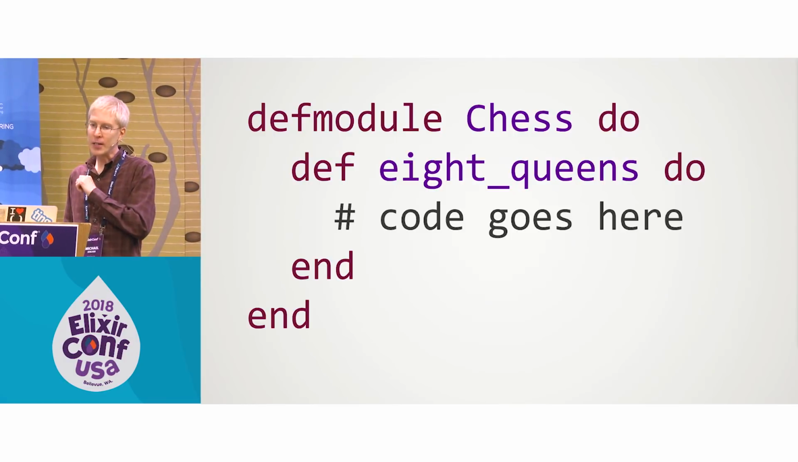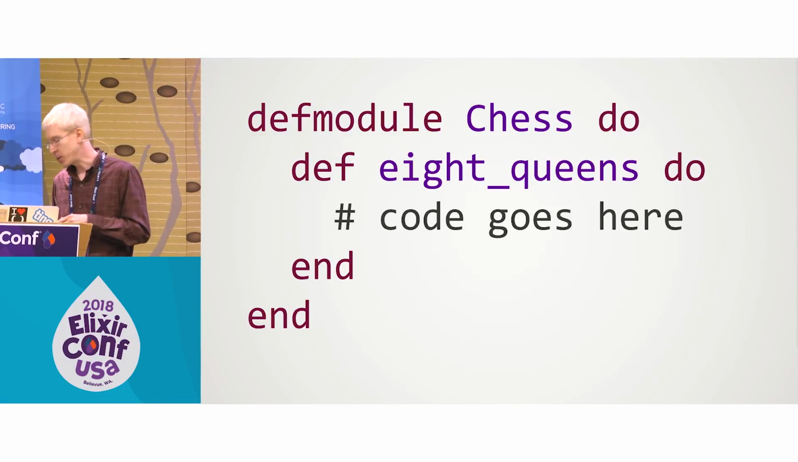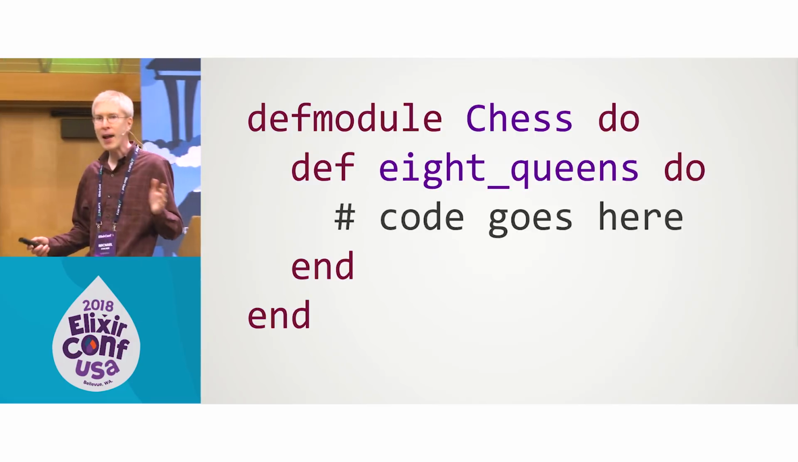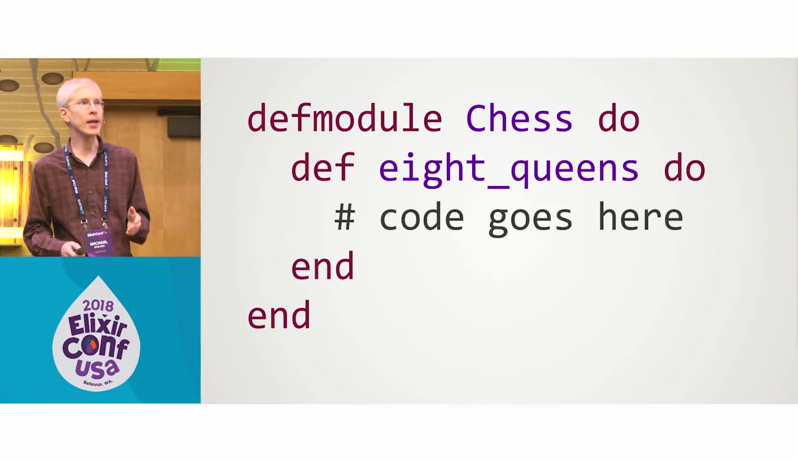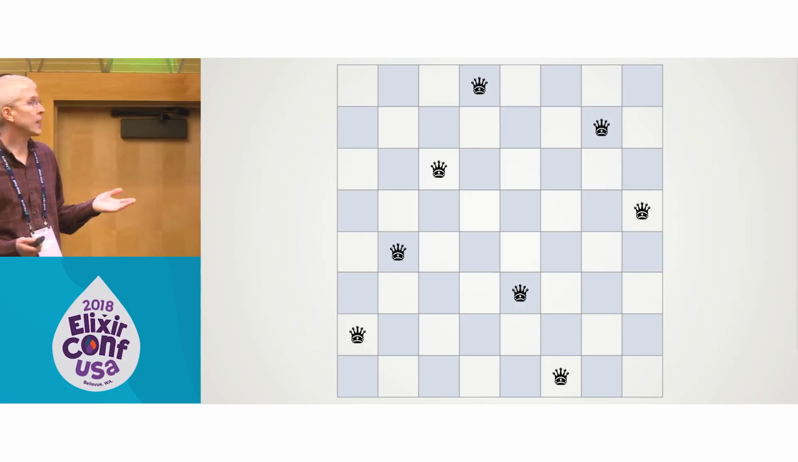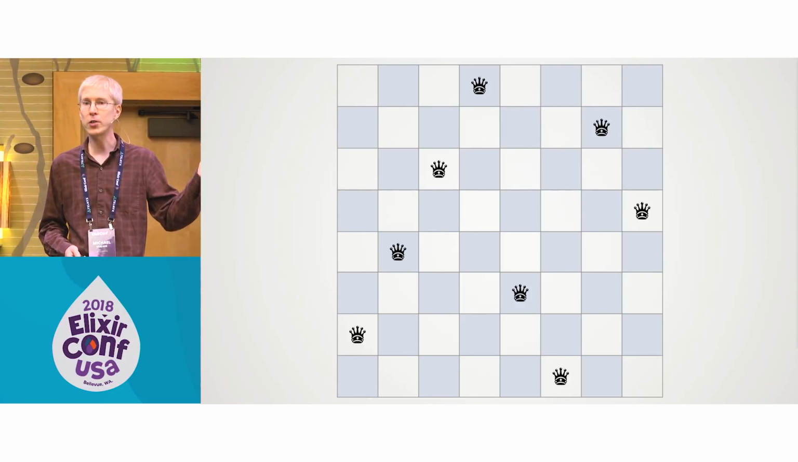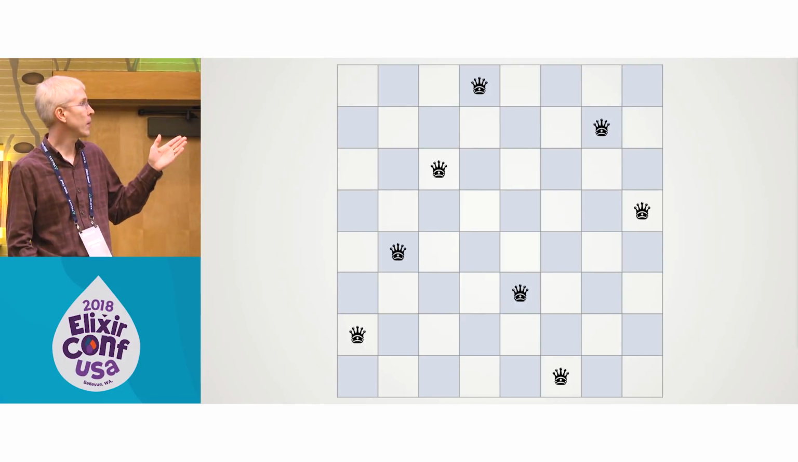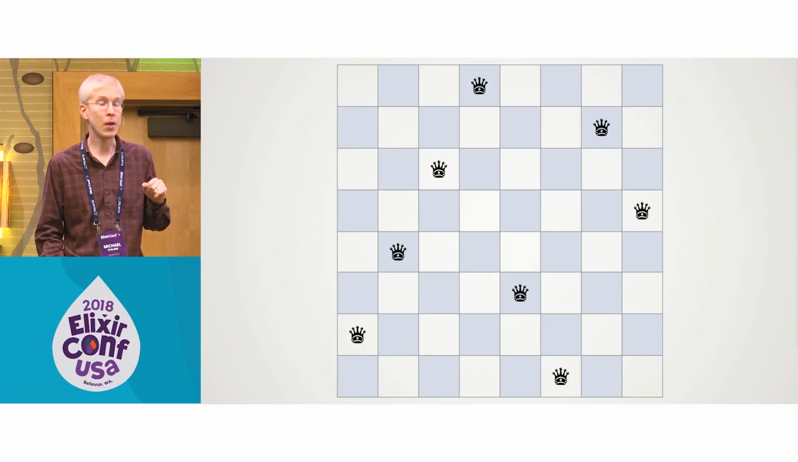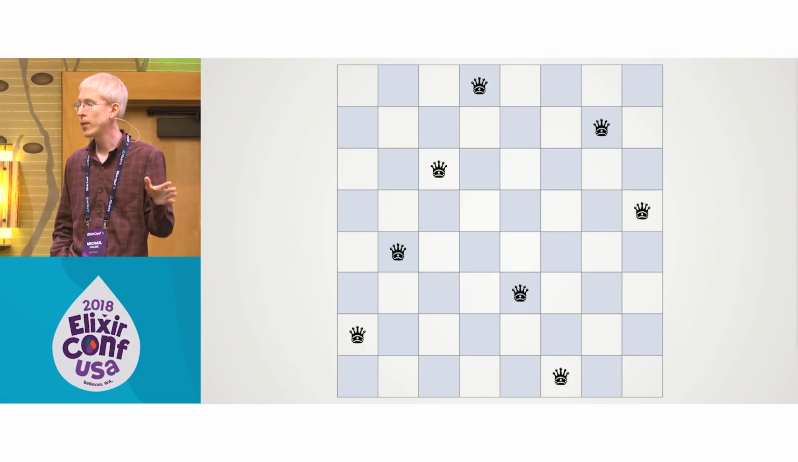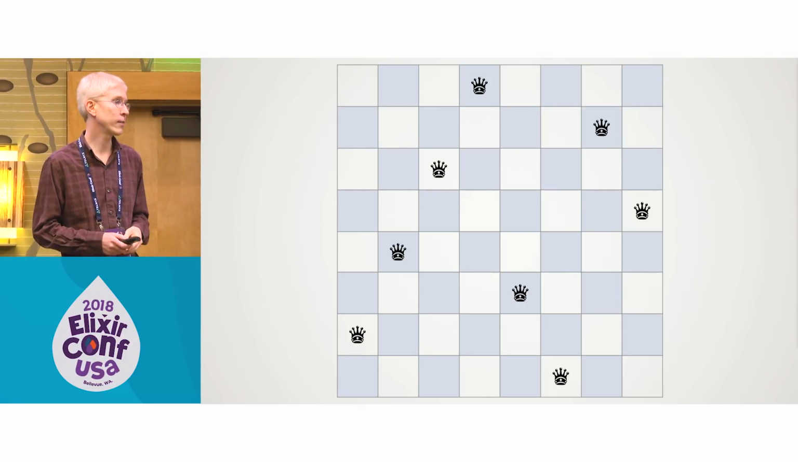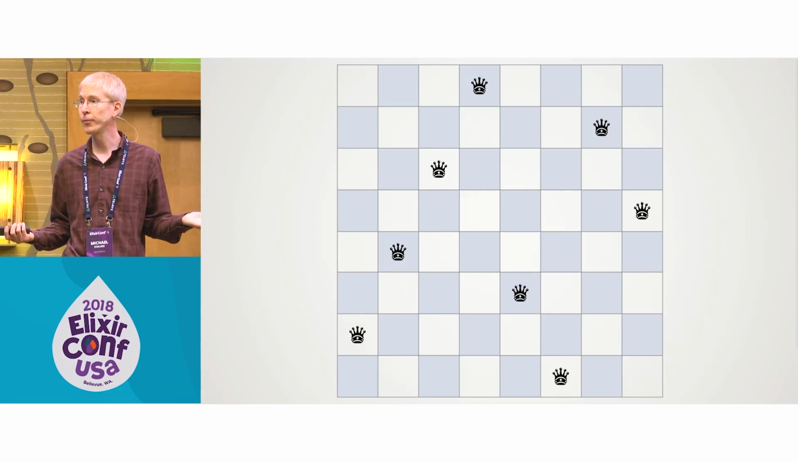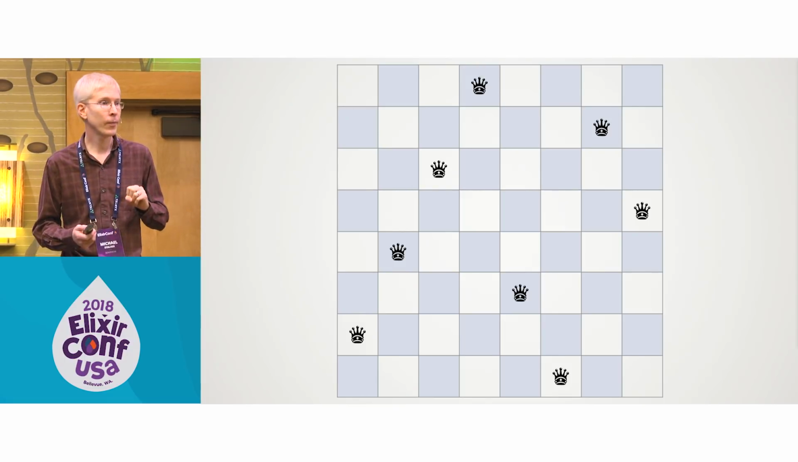Now, if you were going to unit test this with your traditional example-based unit tests, your unit test might look something like this. It's going to assert that the result of your function matches a data structure that represents this. We have 8 queens on the board. No queen can attack another queen, right? Problem solved. Well, not quite.